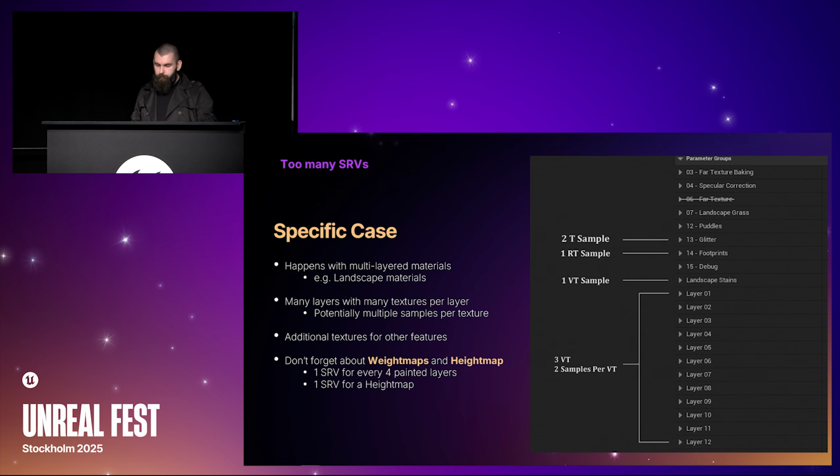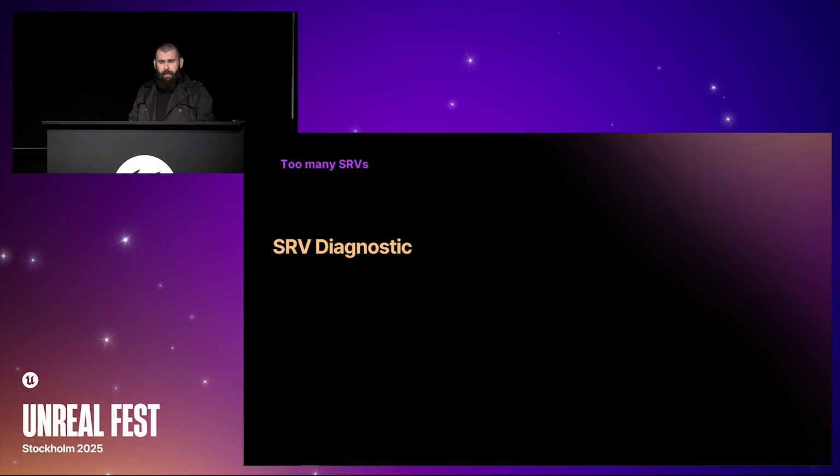But you also must not forget, when you are working with landscapes, that a landscape itself has some implied texture reads: one for the height map and one weight map for each 4 layers that you paint, because layers are being fed to the RGBA channels of a weight map texture. So it easily accumulates.